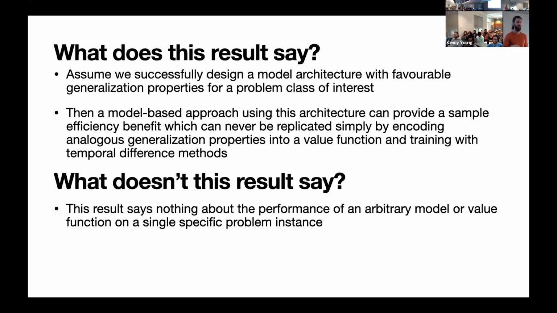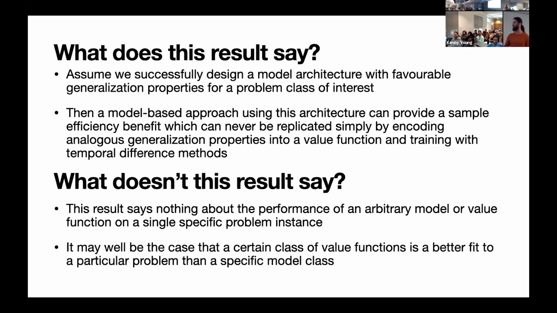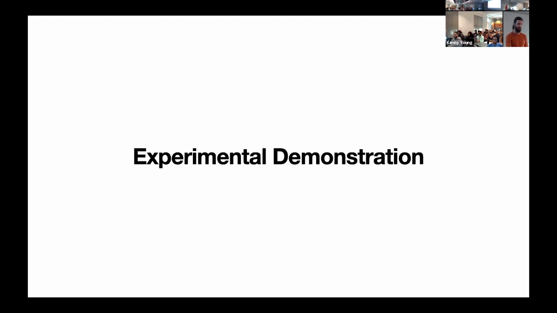So what doesn't this result say? Basically, it says nothing about the performance of an arbitrary model or value function on a single specific problem instance. In particular, if you have a single problem instance, your best value function is obviously just the true value function of that problem instance, and then you don't have to learn anything. So it's not saying that it's going to be better in every case if we're allowing for arbitrary models and value functions. And it may well be the case that a certain value function is a better fit to a particular problem than a specific model class. So it's saying that, given the same inductive biases, your model-based approach is likely going to have a benefit, but it's telling you nothing about what the right inductive biases are. So yeah, who knows what happens in practice.